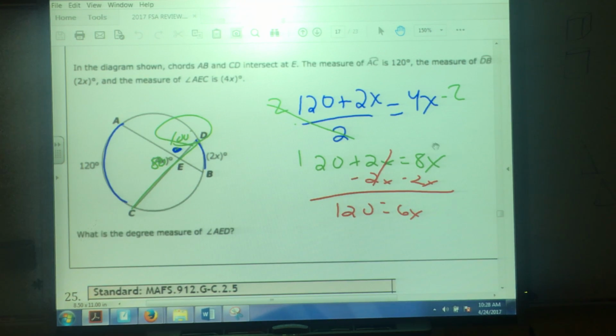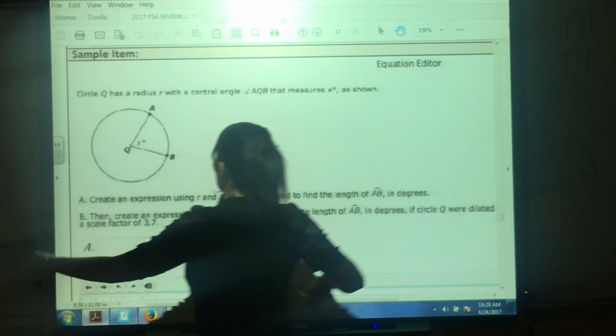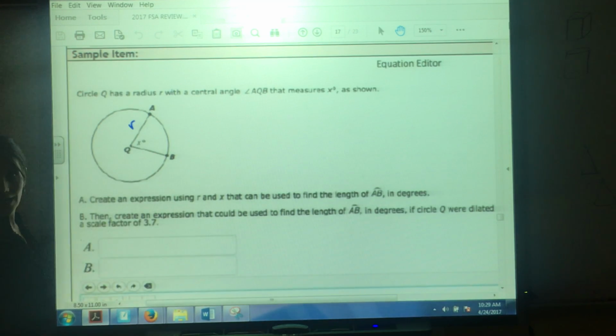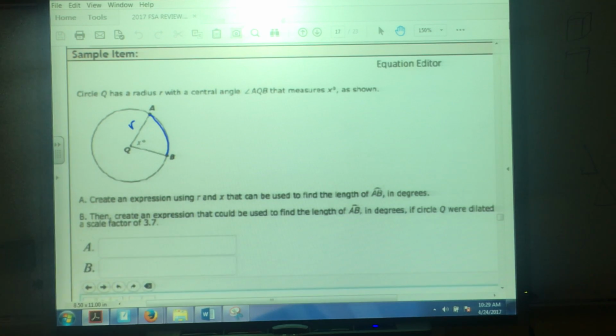Wow, we're getting very far in here. All right, I love this next problem. Create an expression using r and x that can be used to find the length of AB in degrees. So guys, this is asking us for arc length. Then it says, create an expression that could be used to find the length of AB if circle Q were dilated with a scale factor of 3.7. Great problem. It's asking us to use r for the radius, and basically just for the formula for the length of that arc.